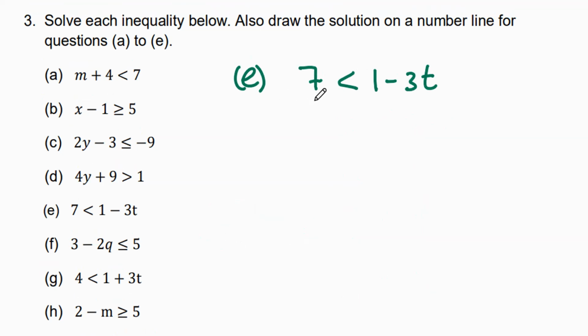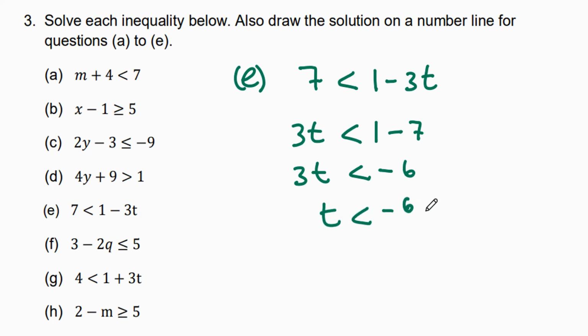Then in E, we have 7 is less than 1 minus 3t. We want the letters to be on the left-hand side and the numbers to be on the right-hand side. So we're going to bring the negative 3t to the left-hand side, and it's going to become positive 3t. At the same time, we can take the 7 to the right-hand side, and it becomes negative 7. So then 3t is less than negative 6. We can divide the 3 into the negative 6. And we see that t is less than negative 2.